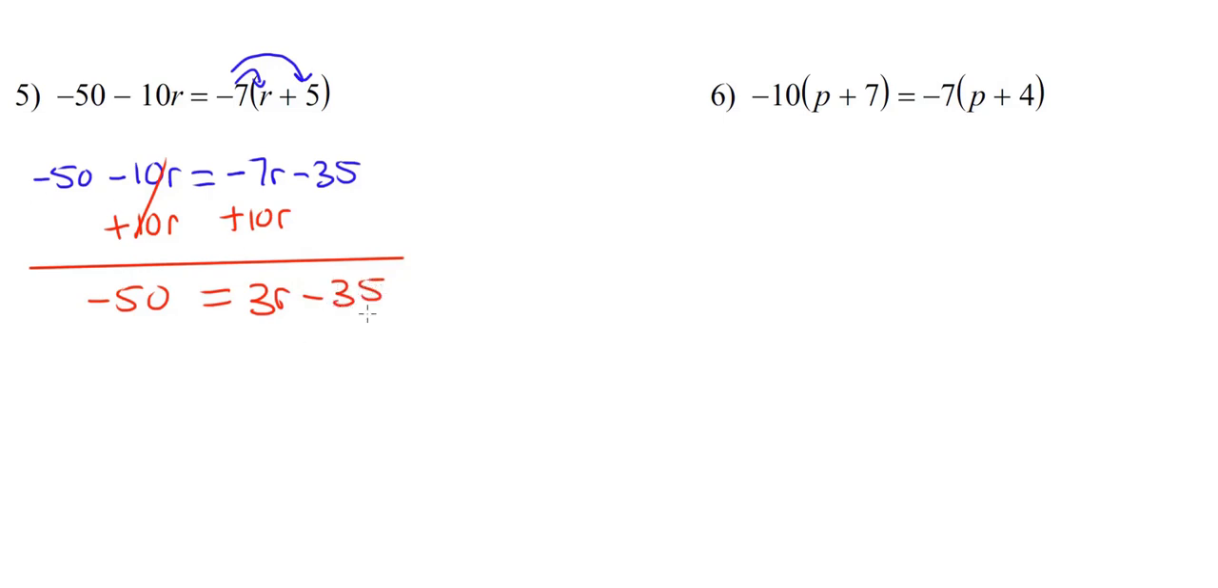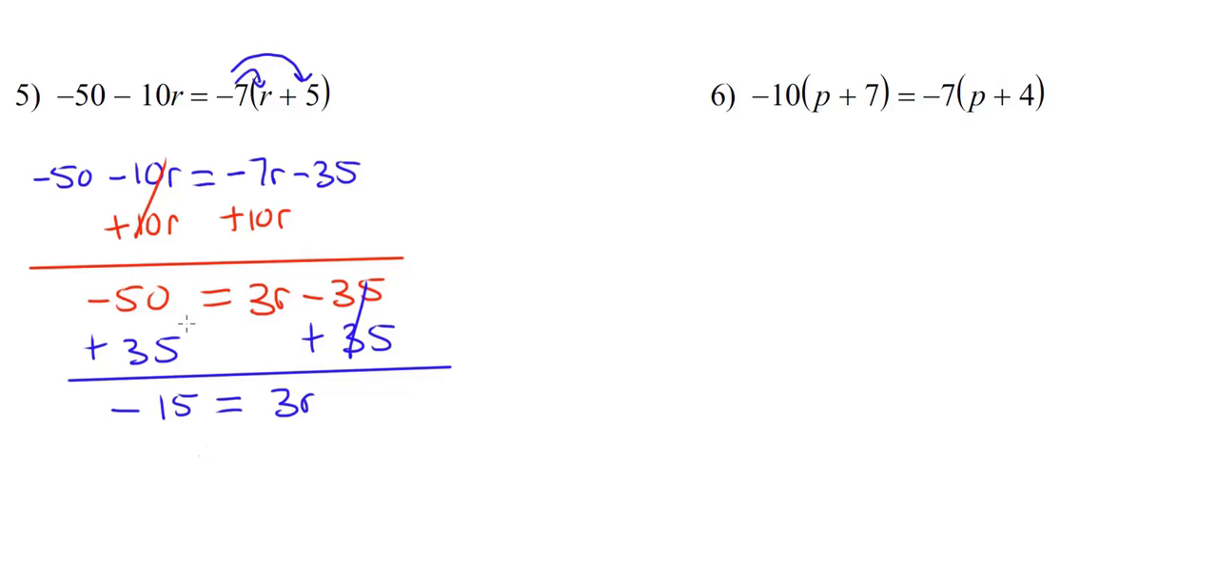Next, we want to get rid of this negative 35, so we're going to add 35 to both sides. On the right, these cancel out, leaving us with 3r, and on the left, negative 50 plus 35, again, different signs subtract, keep the sign of the bigger number, that's going to be negative 15.